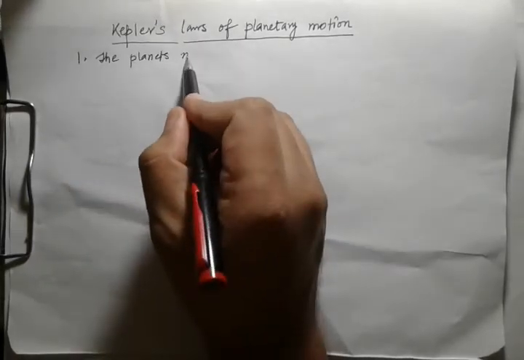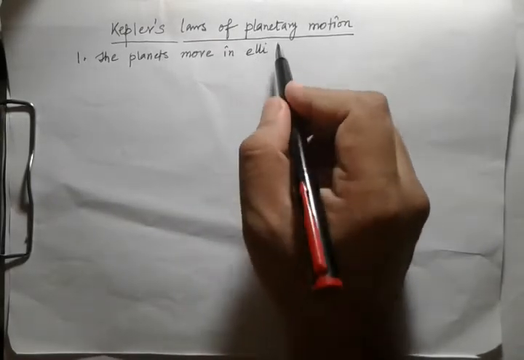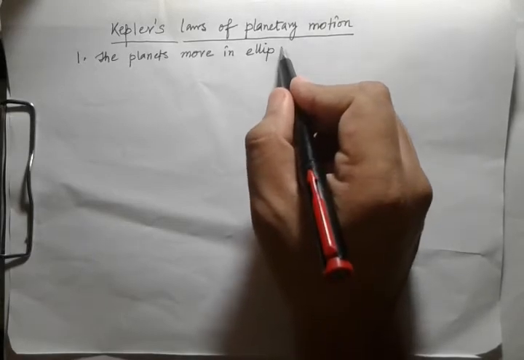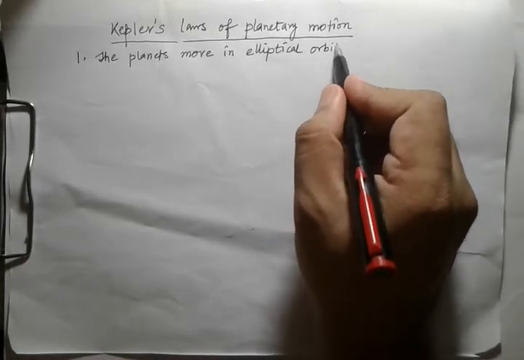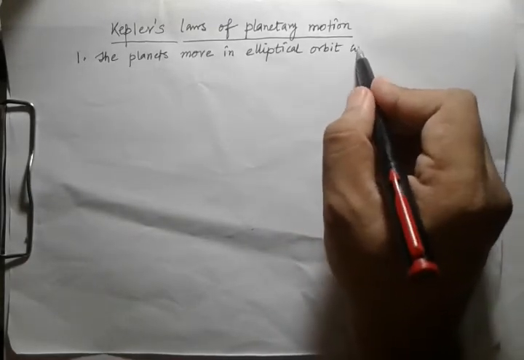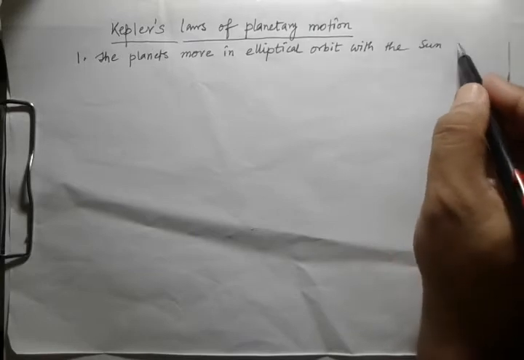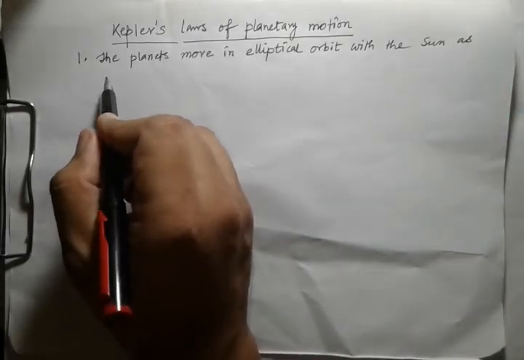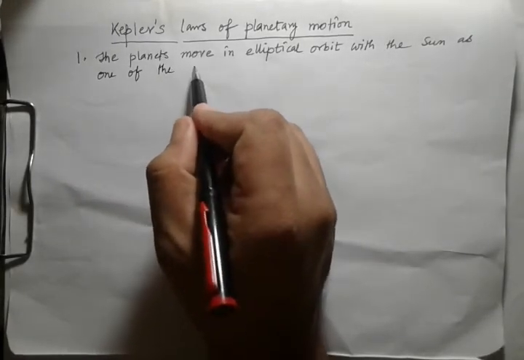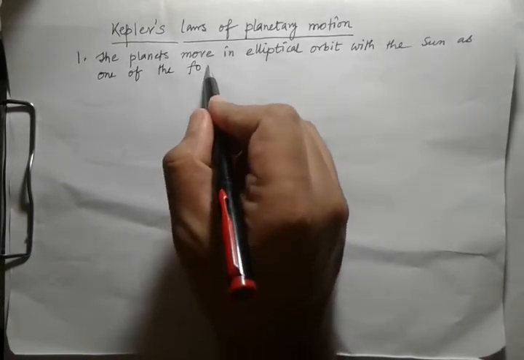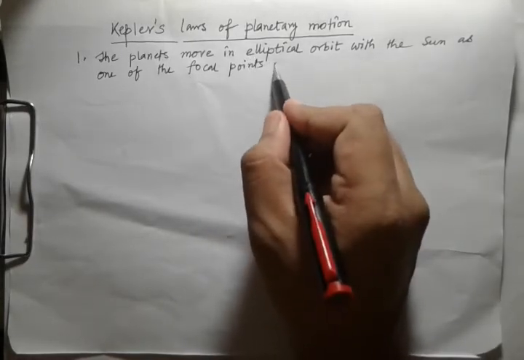The planets move in elliptical orbit, with the Sun as one of the focus or the focal point of the ellipse.